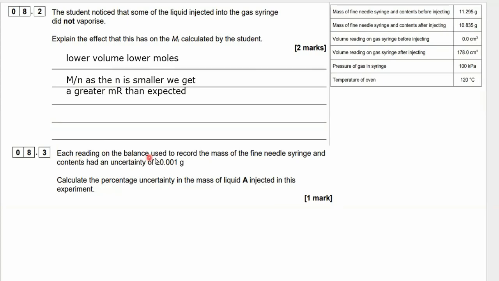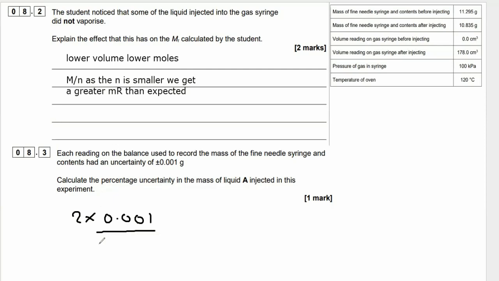So each reading on the balance used to record the mass of the fine needle syringe and contents had an uncertainty of plus or minus 0.001 grams. Calculate the percentage uncertainty in the mass of the liquid A injected in this experiment. So it says each reading on the balance, and we've got two readings on the balance. So we need to do 2 times 0.001. Percentage uncertainty is where you divide the total uncertainty, so we're doubling that because there's two readings, over our reading.